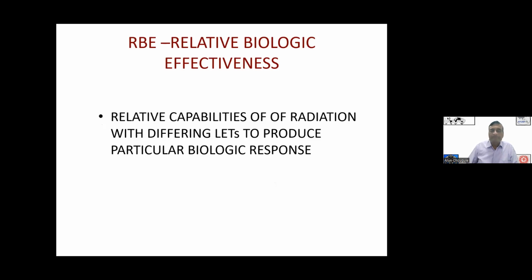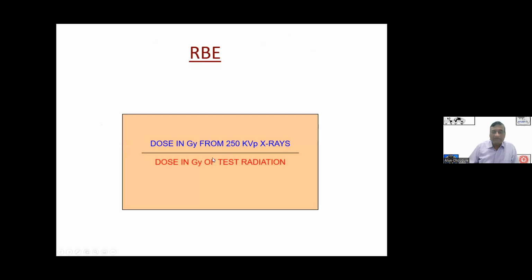Now RBE, relative biological effectiveness. The relative capacity of radiations with different LETs to produce a particular biological response is called RBE. So different LETs produce different effects, and that is relative. And what is the RBE?